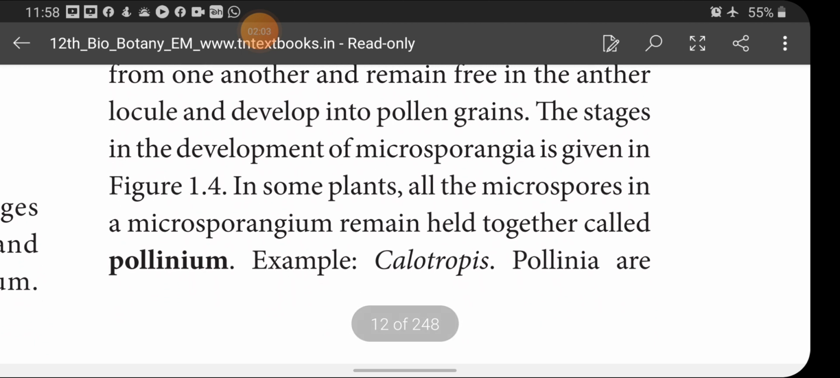In some plants, all the microspores in a microsporangium remain held together, called pollinium. What is meant by pollinium? All the microspores remain held together, not in a free condition. They are held together, and this condition is called what? Pollinium. Example, Calotropis.